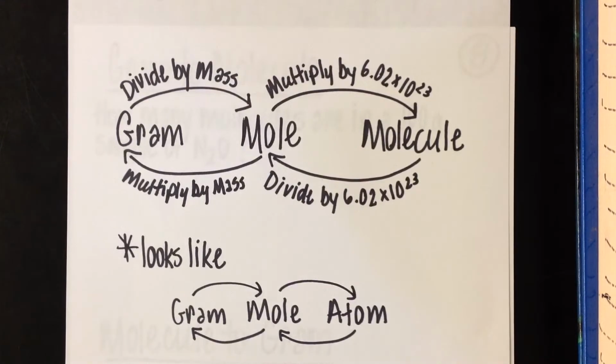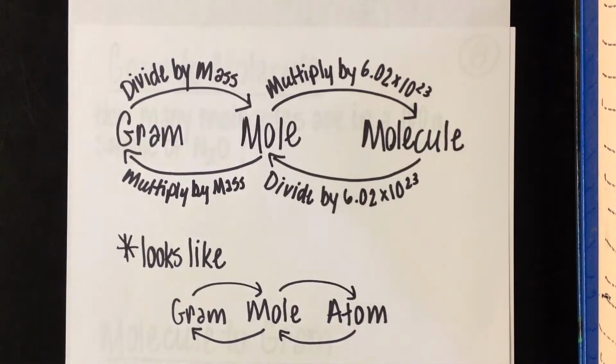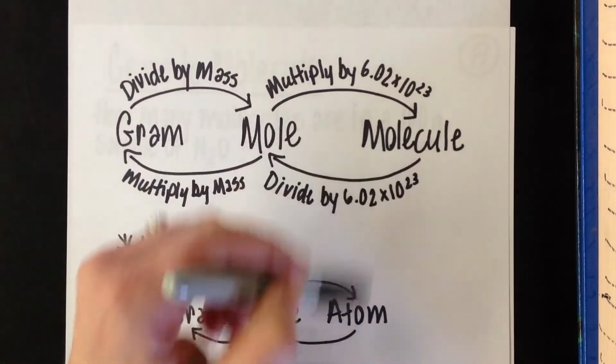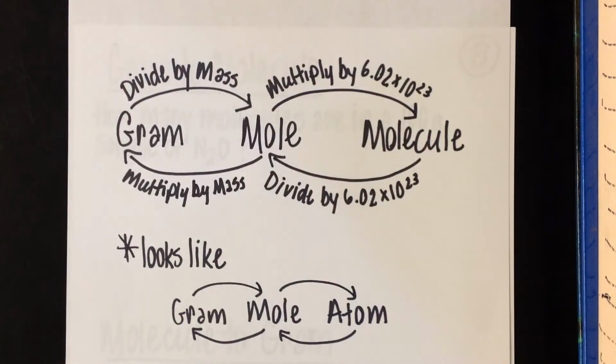But we've already done gram-mole-atom, and we just learned when we went back and forth between mole and molecule that it was really the same as mole-atom, atom-mole. So it makes sense that gram-mole-atom and gram-mole-molecule are really the same things. Again, we're just using a different word here because if we're working with a molecule, we need to use the word molecule. And if we're working with an atom, we need to use the word atom.